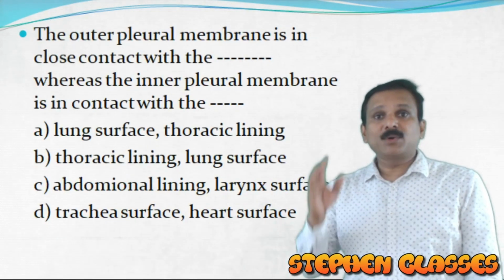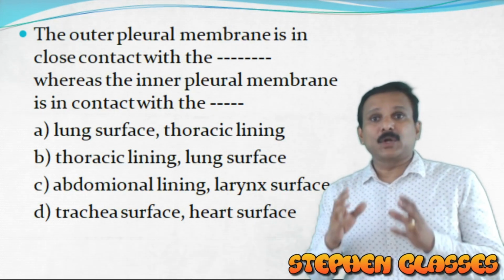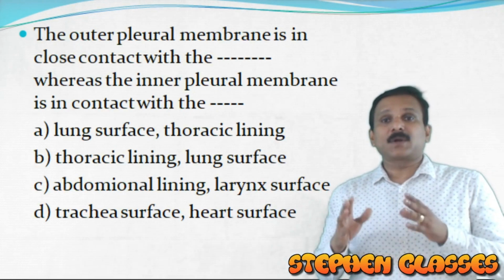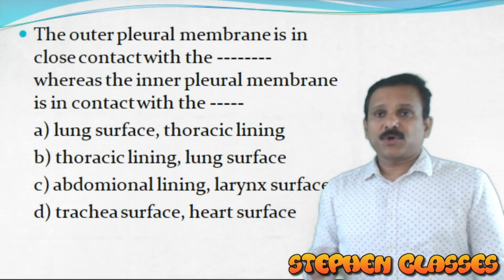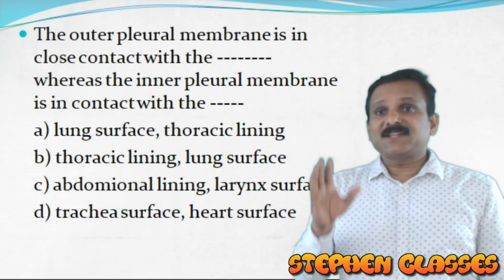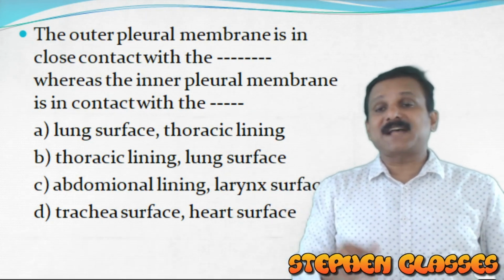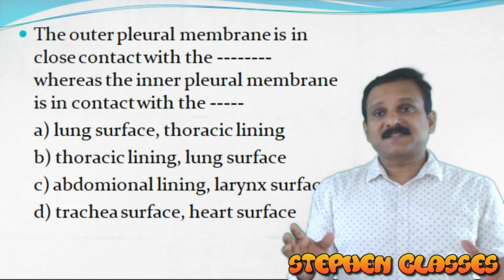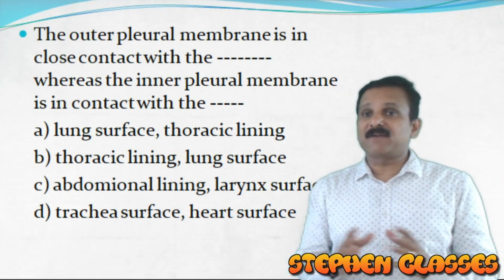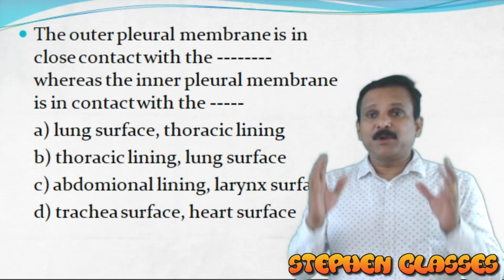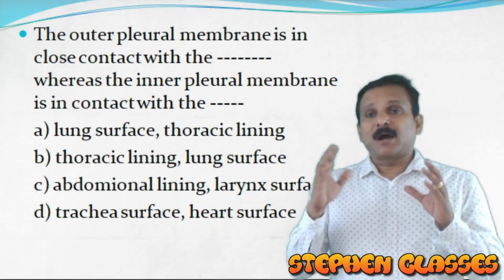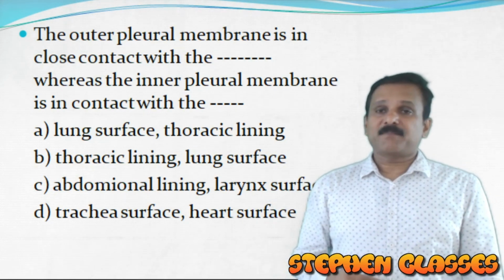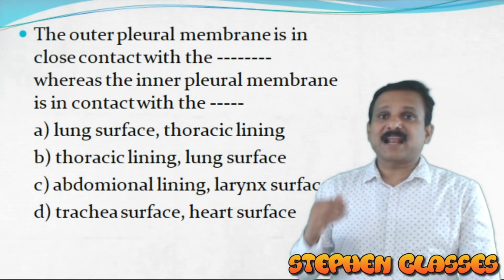Next question: the outer pleural membrane is in close contact with dash, whereas the inner pleural membrane is in close contact with dash. Whenever there are changes in the volume of the thoracic chamber, it will directly affect the volume of the lungs. Because lungs have two coverings, the double pleural membranes, the outer pleura is called the parietal pleura and the inner pleura is called the visceral pleura.